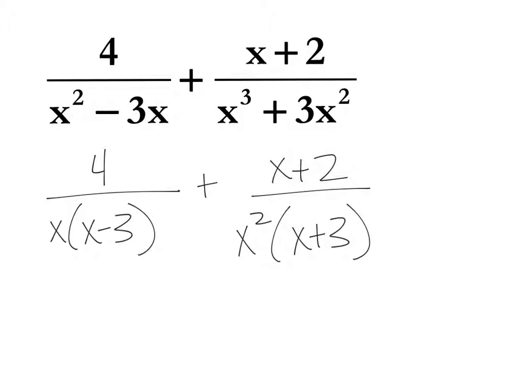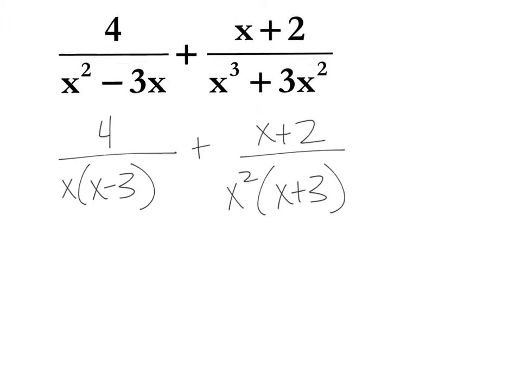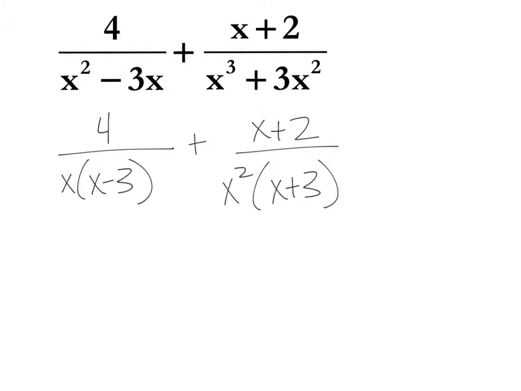Okay, so now I need to think about what my LCD is going to be, least common denominator. That's the reason why we did that other one first. If you look at just the x's, there's one x here and there's two x's here. So in order to make them equal, I need to make this one have another x.